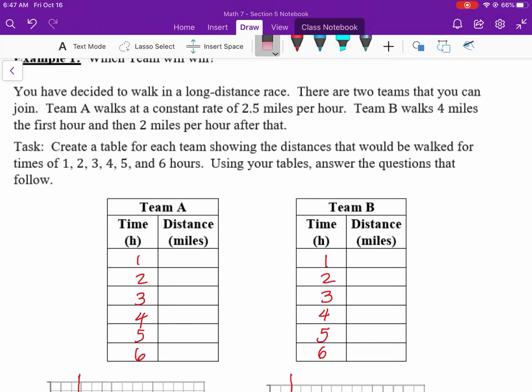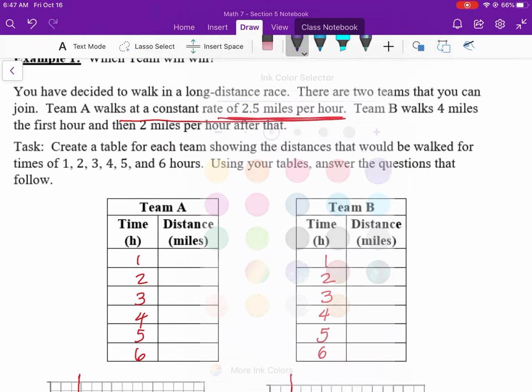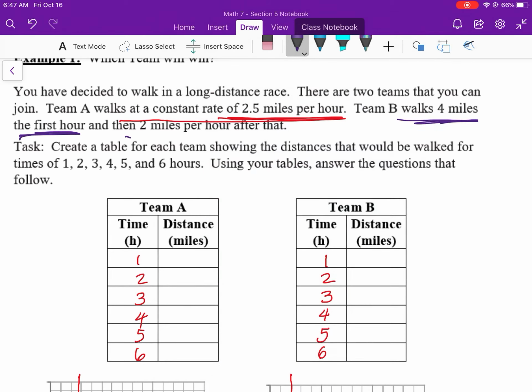There are 2 teams. Team A walks at a constant rate of 2.5 miles per hour. Team B walks 4 miles the first hour and then 2 miles per hour after that. Can we create a table for this?